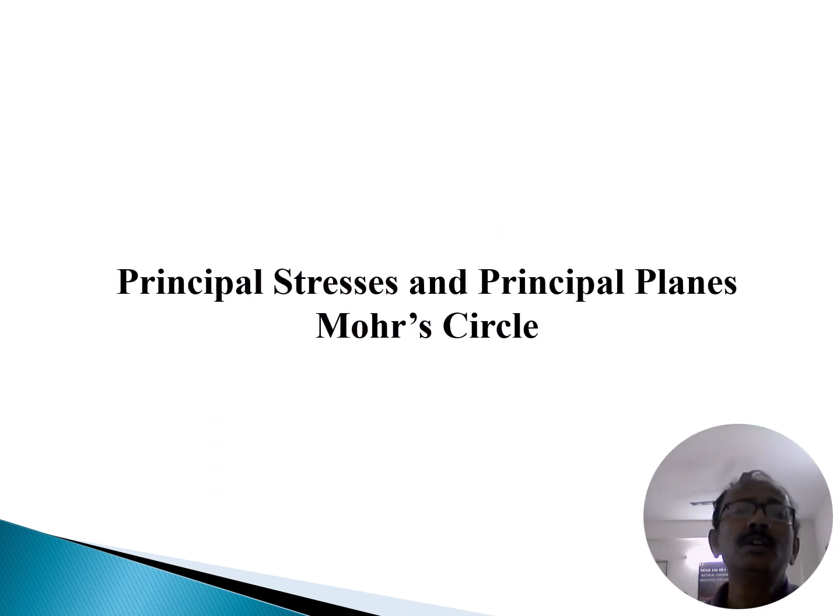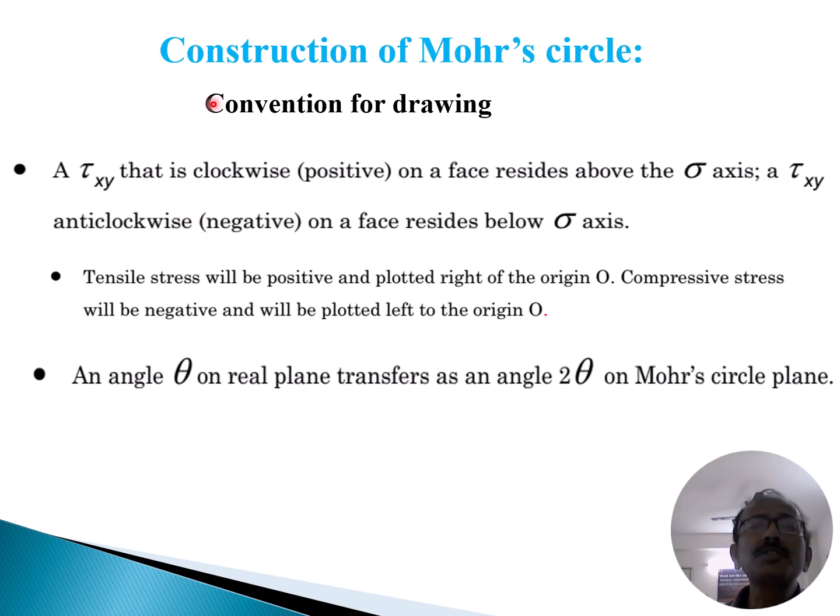In this video, I will discuss principal stresses, principal plane, Mohr circle, and their graphical representation. Now, construction of Mohr circle. The convention for drawing: tau xy that is clockwise is considered positive, on a face residing above the sigma axis, and tau xy that is anti-clockwise is negative, on a face residing below the sigma axis.